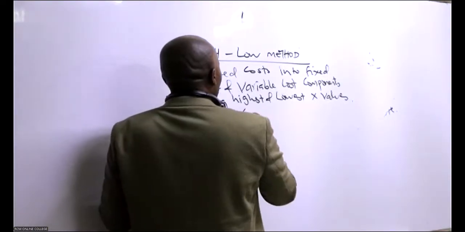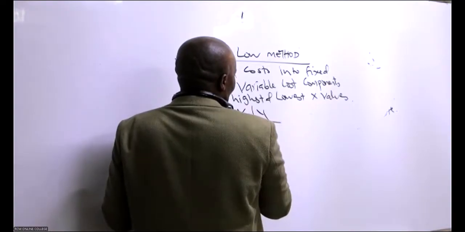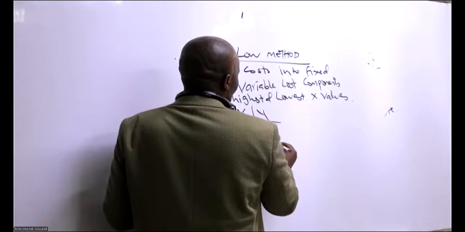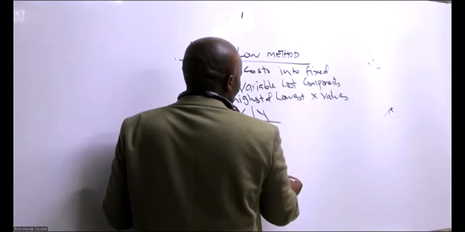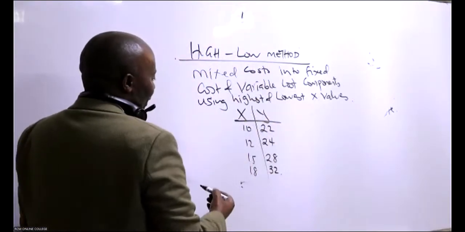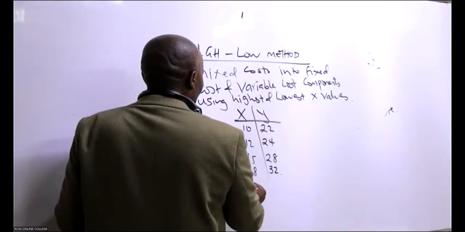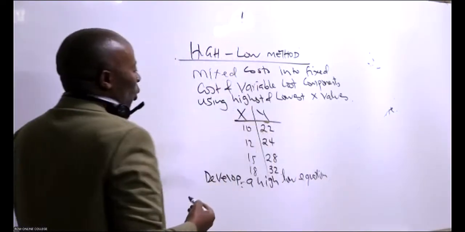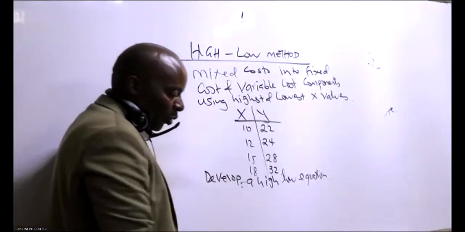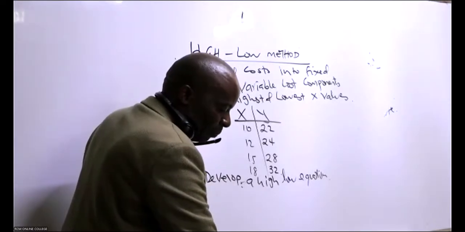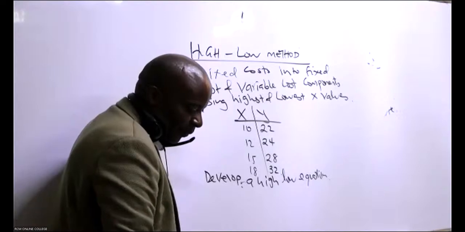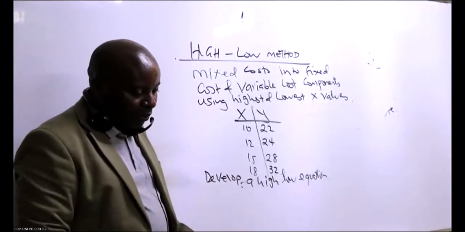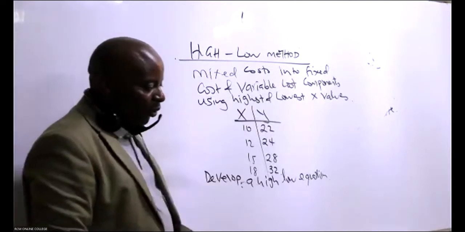Illustration. You are given X versus Y. In this case we have X values 10, 12, 15, 18, and Y values 22, 24, 28, 32. And you are told to develop a high-low equation.